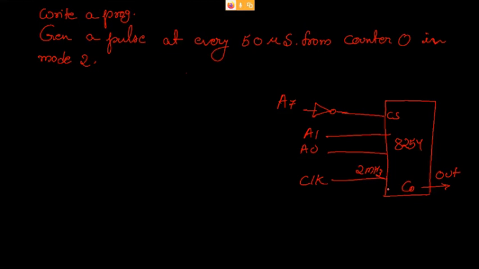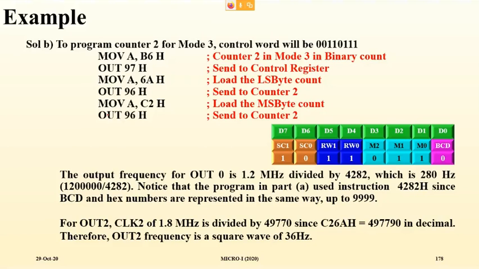Write a program. What is the first step that you have to remember? It is to generate the control word register. What will be the control word to make counter 0 work in mode 2? Then the frequency and all those stuffs we can look into.